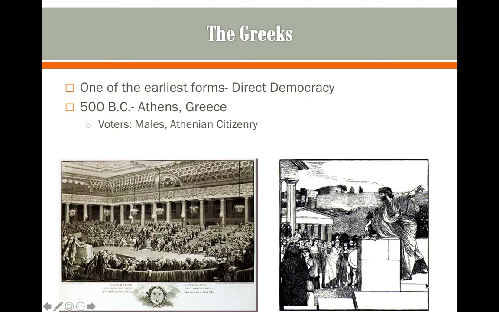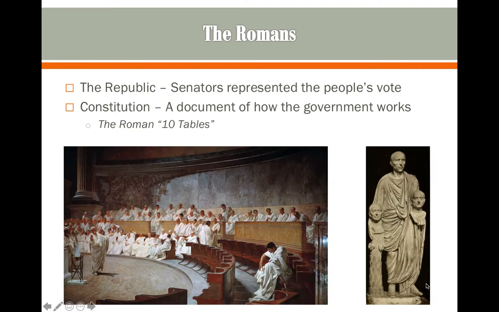You will have some other people groups, such as some Native American groups, that will have the females as the voters in the direct democracy, but in Athens, Greece, it would be the males. The Romans, the Roman Republic, this is where we get the term republic. Senators represent the people's vote. So under a republic, you have representatives, and that's what we have most clearly in America. Yes, we have some direct democracy at the state level through propositions and referendum. However, at the federal level, we only have a republic.